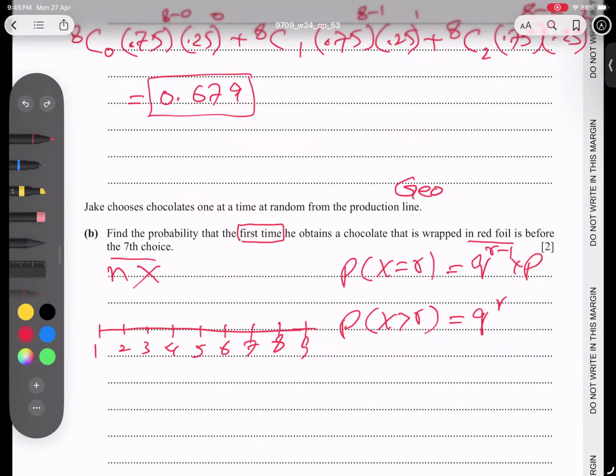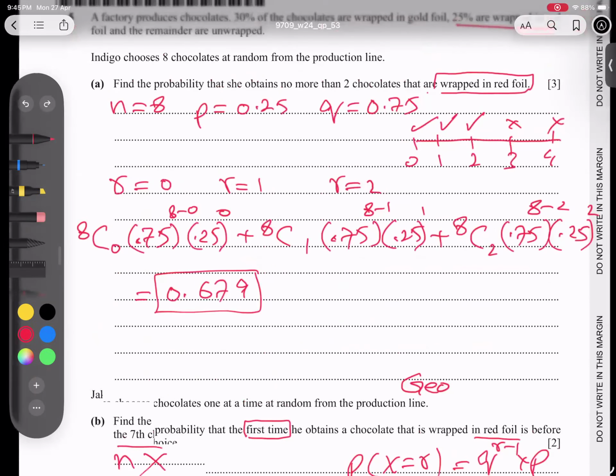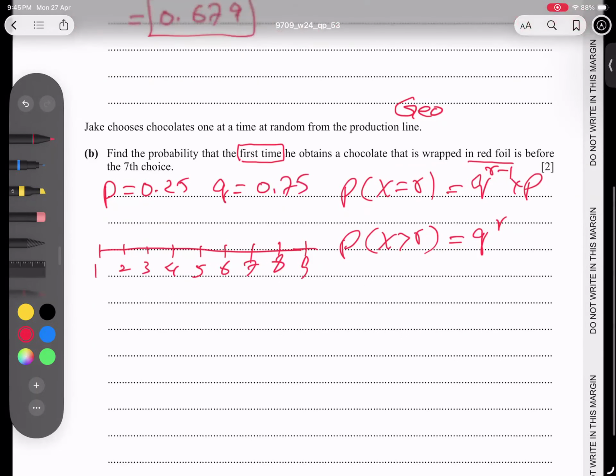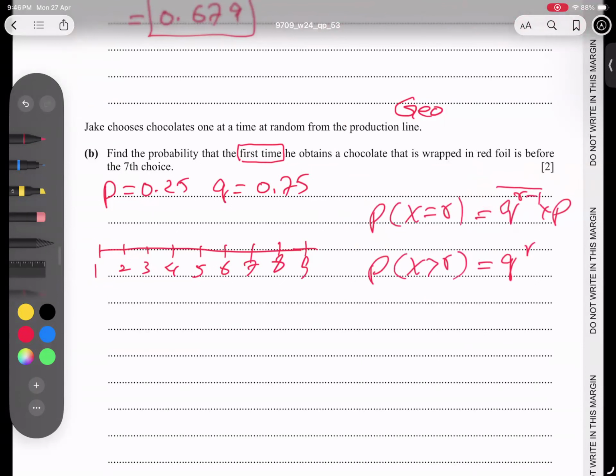He's saying that red foil is before. Red is our main concern, and the red probability we already know is 0.25. So we are taking 0.25. So the P value is 0.25 and the Q value is 0.75. Done. And now we can see, students, the two formulas are very clearly available with us. We will use them depending upon the condition.